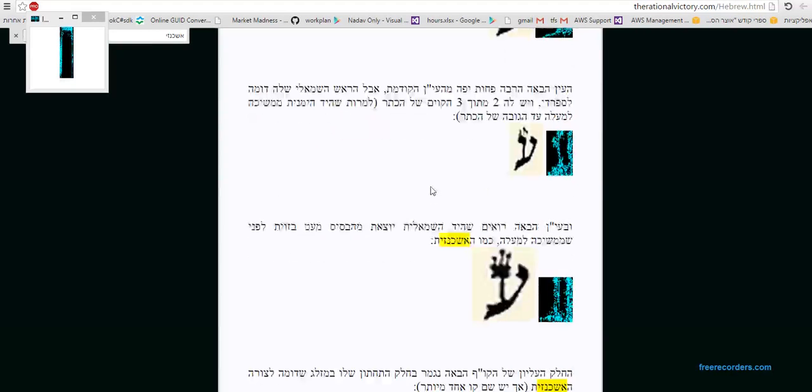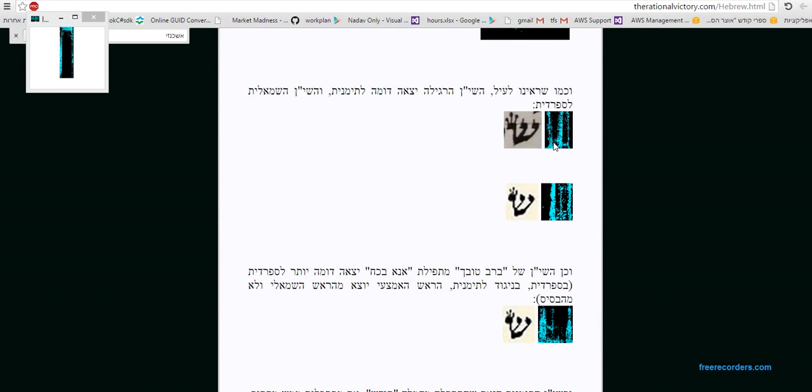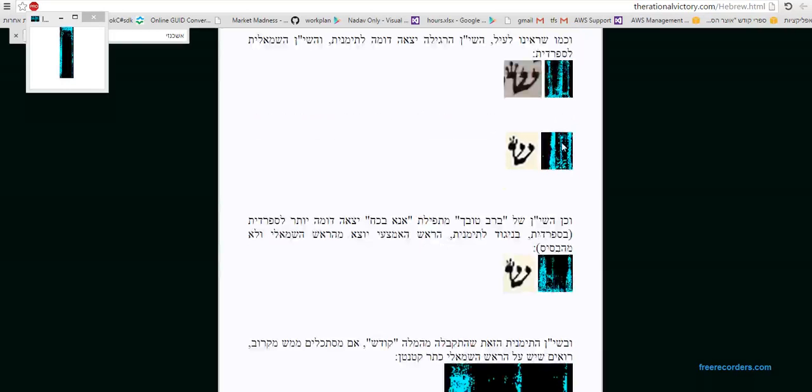We can also find the same thing with the letter Shin. This is a Shin that resembles the Shin of the Yemen Jews, and this more resembles the Shin of the Sephardic Jews. You can see it comes from the left head of the Shin, and here it comes from the base of the Shin. Here it's like the Yemen Jews, here it's like the Sephardic Jews.